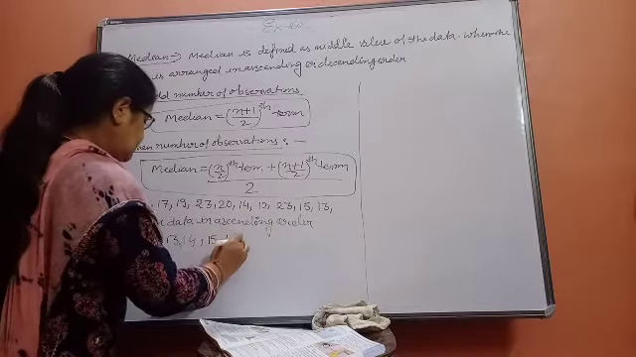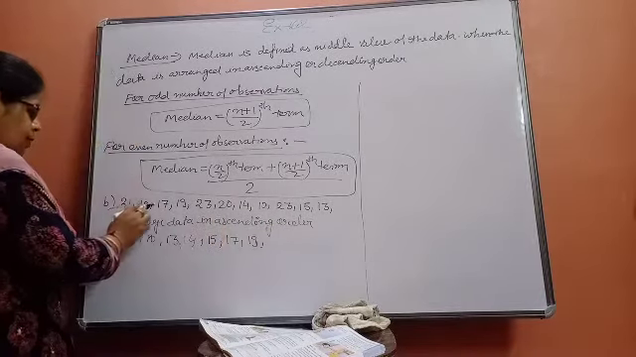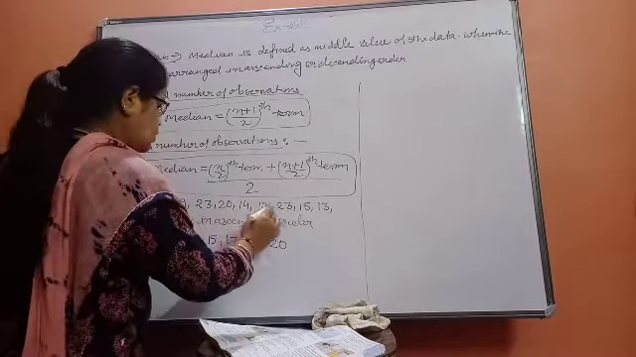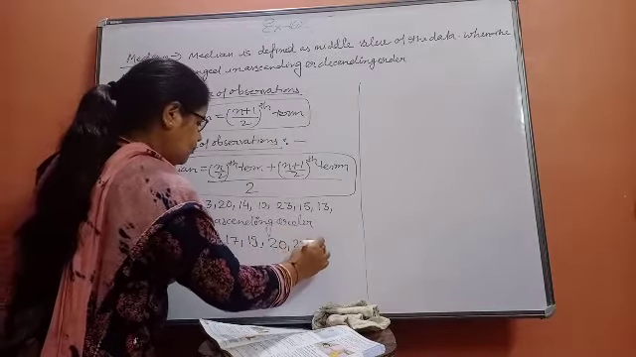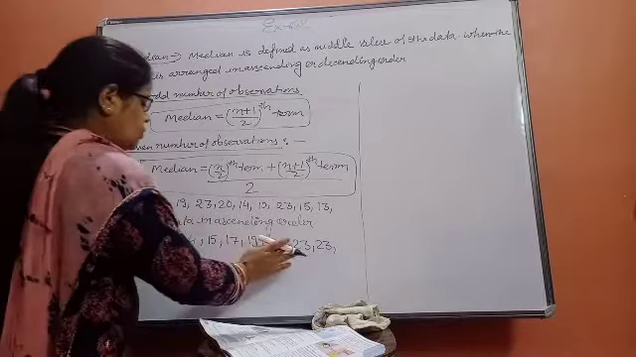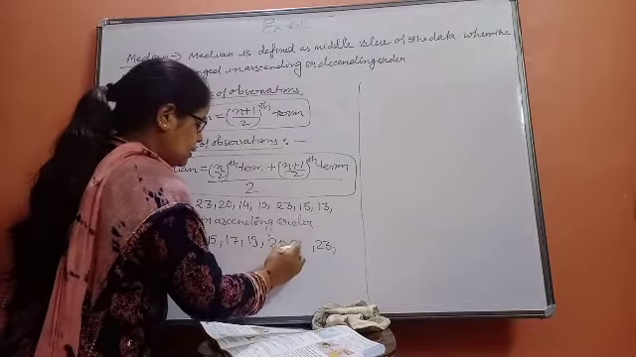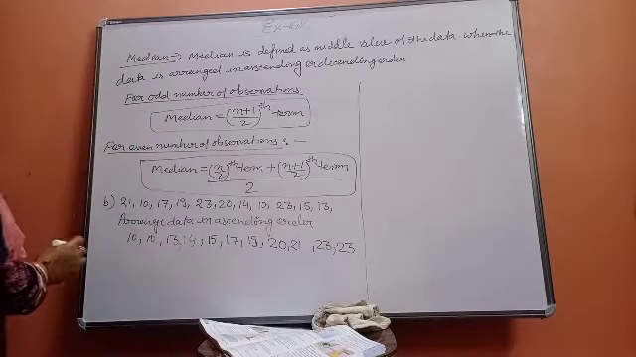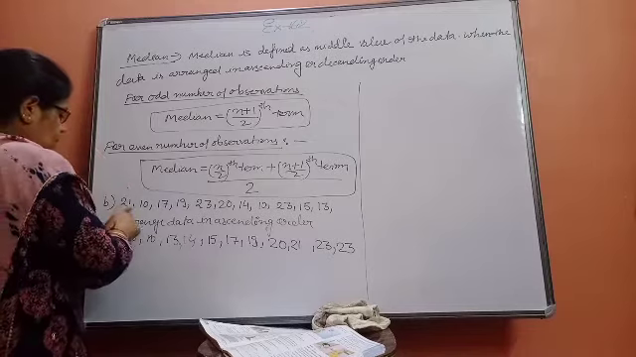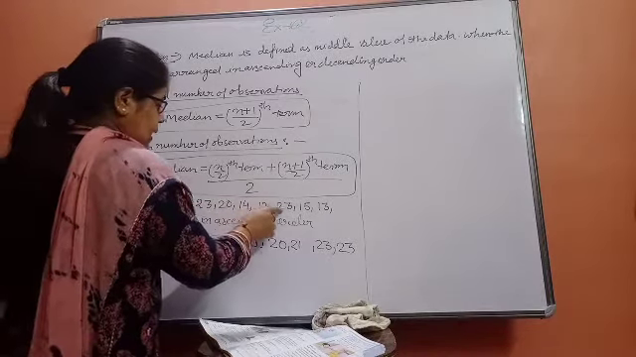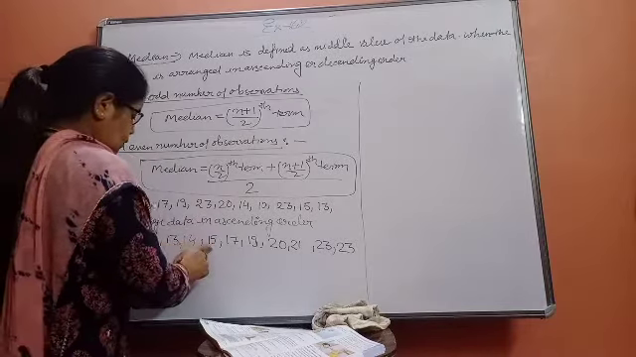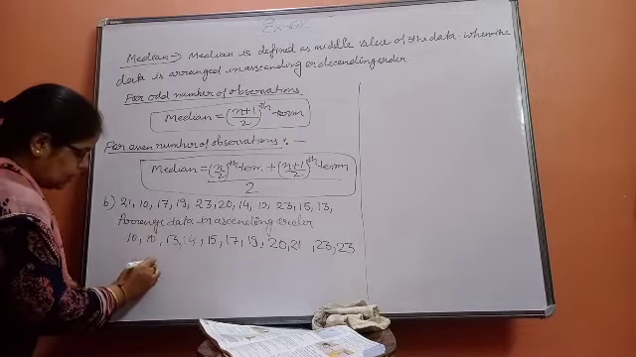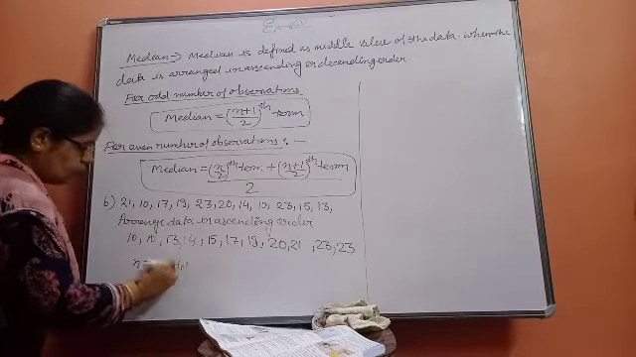Then 17. Then 19. Then 20. After 20, 21 is there. Afterwards 23, two times is there. Then 23. Till here they are. Now count them, whether all the numbers are equal: 1, 2, 3, 4, 5, 6, 7, 8, 9, 10, 11. So what is the value of n? n is equal to 11. What is this? This is an odd number. So what will be the median?